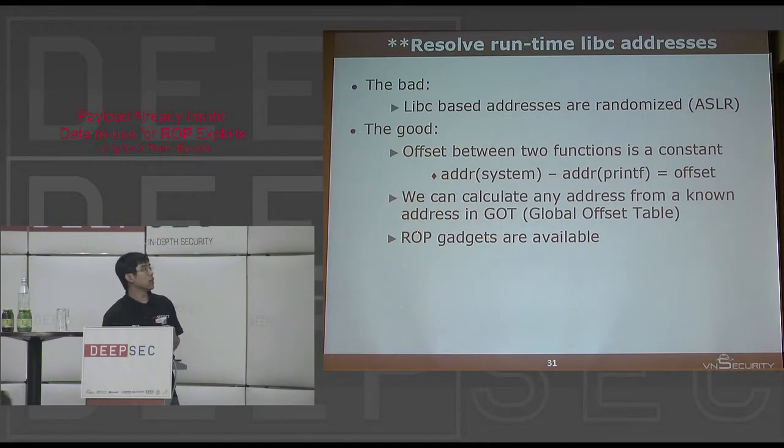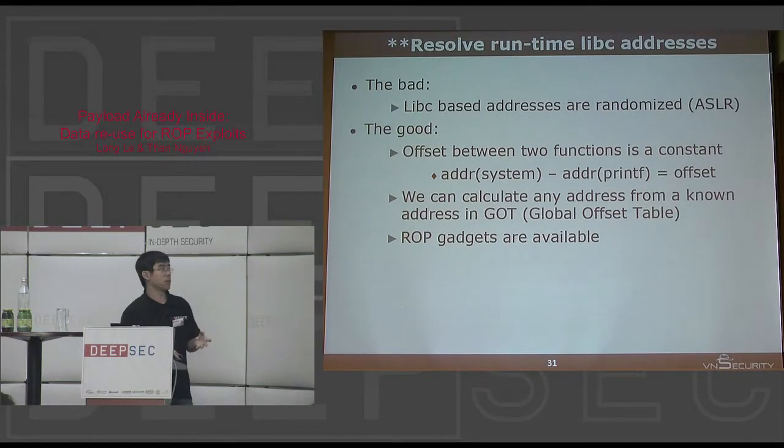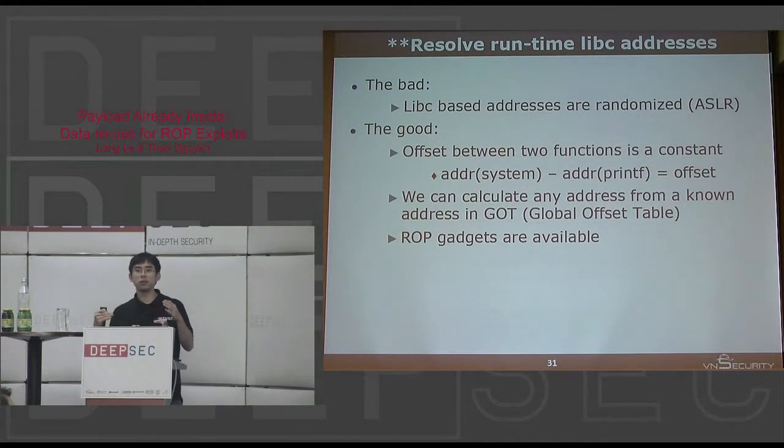Let's say I want to know the address of system, and in the binary itself some libc function, let's say printf, was used. What I can do is resolve it at runtime by calculating it. When the library is running and loaded into memory, the base address can be random. However, the offset between two functions is still the same.